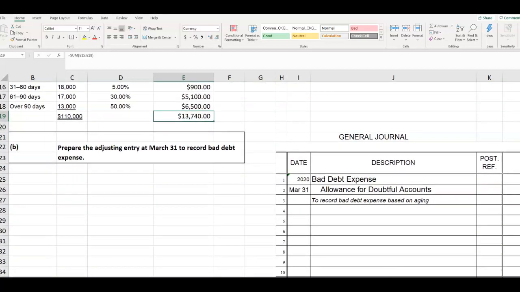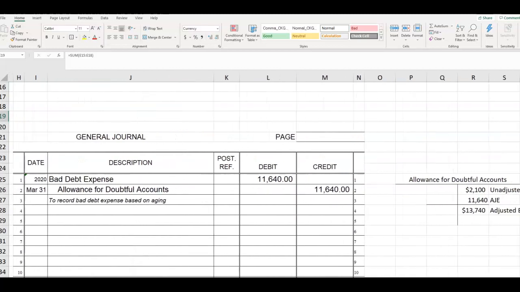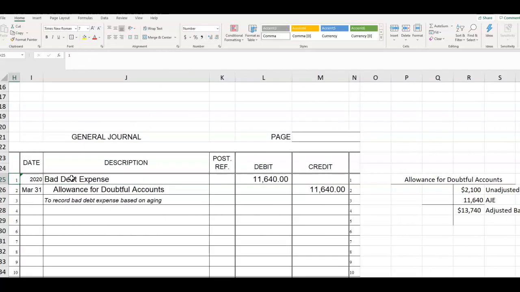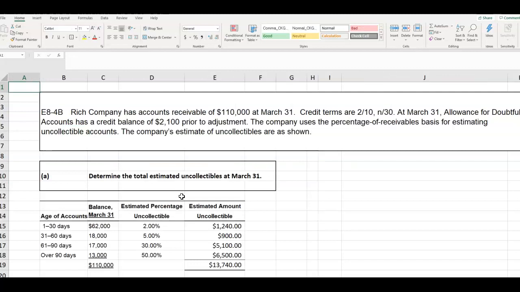So here's the entry, and here's the T account. We had a credit balance unadjusted of 2,100. We wanted a credit balance after the adjustment of 13,740. That gives me an adjusting entry amount of 11,640, and that would be my adjusting entry for bad debt expense, 11,640. Very good. Y'all need to be practicing these entries as much as you can to get ready for the quiz. It'll take some confidence and some proficiency in these to make that happen.